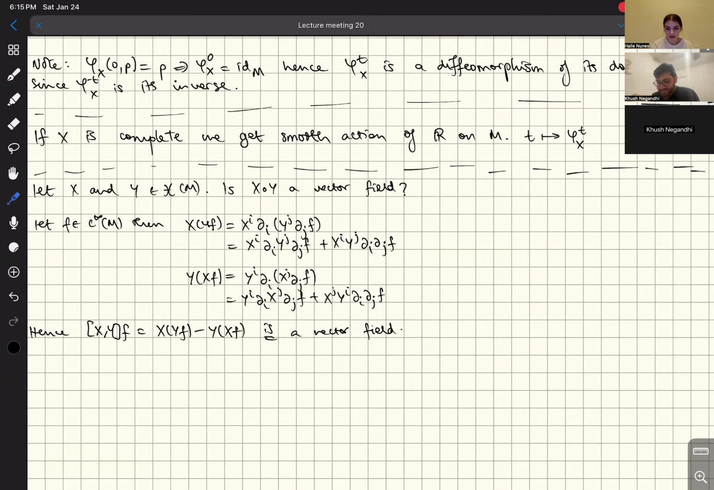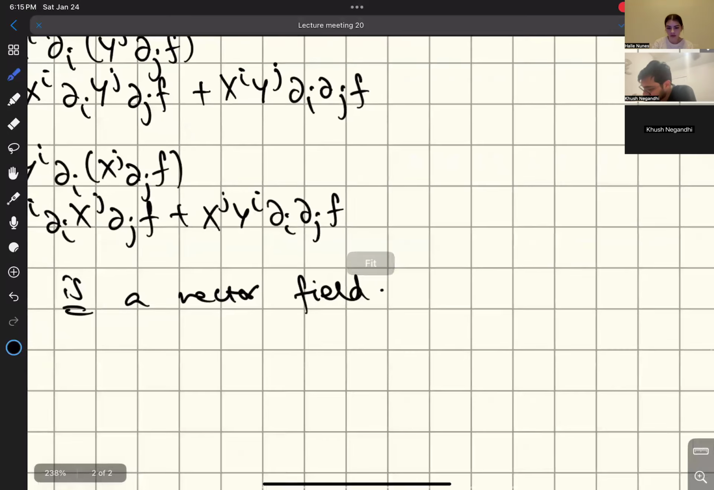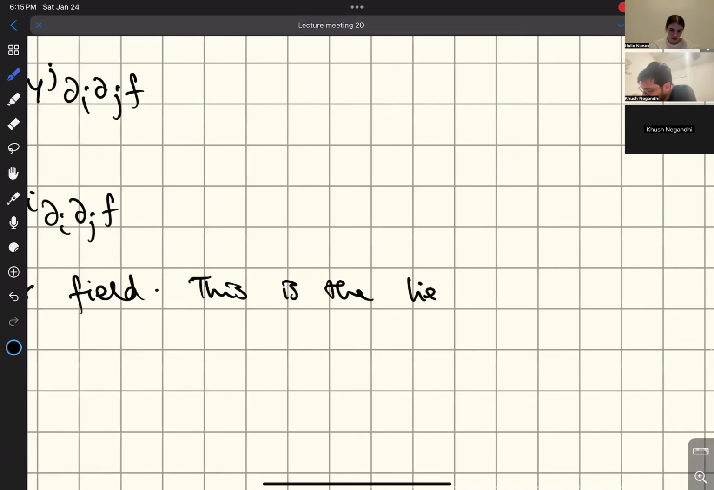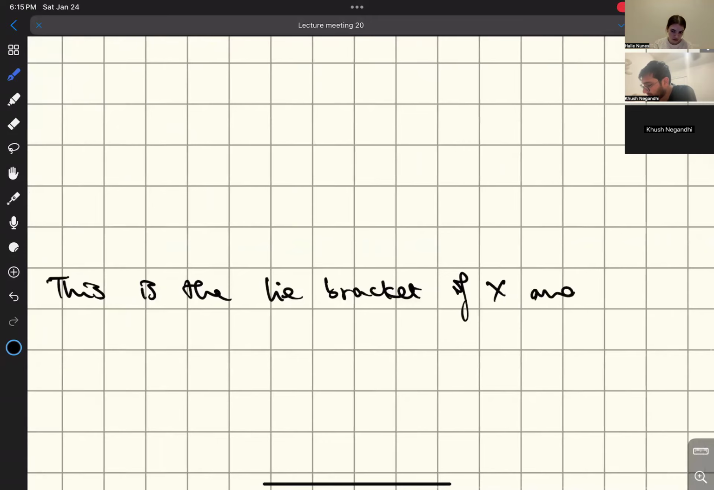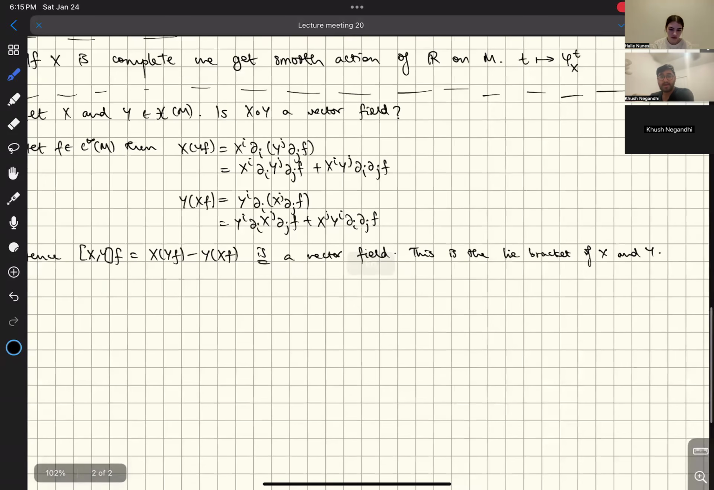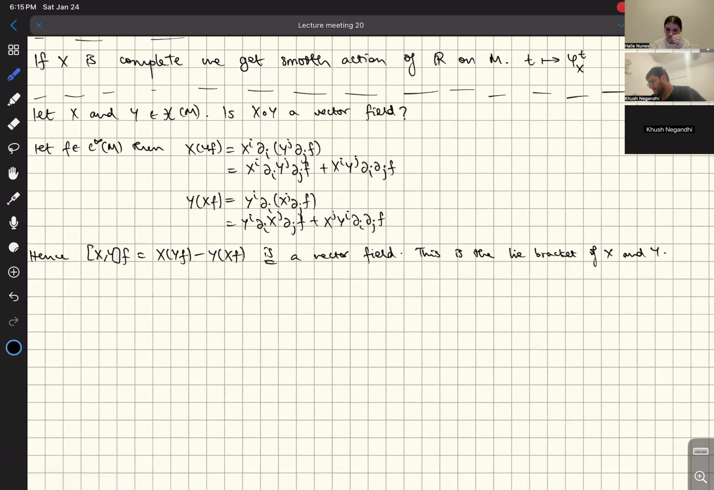So in that case, since we care about the base manifold itself, we don't allow second order derivatives at all because they don't satisfy the Leibniz rule. And hence this commutator is a vector field, and we'll call this the Lie derivative, or sorry, the Lie bracket. So this is the Lie bracket of X and Y. Okay, that's good.